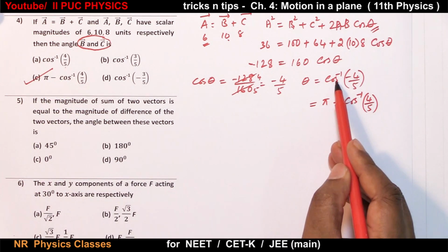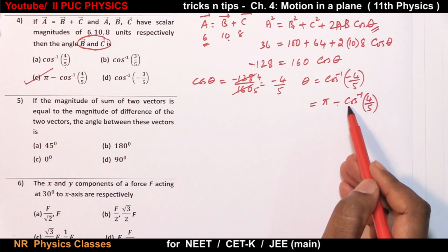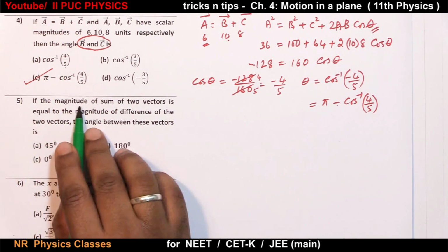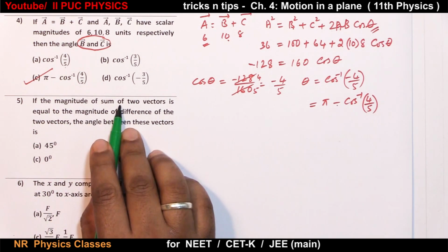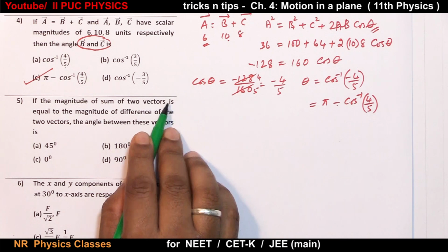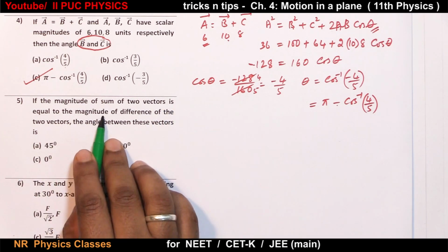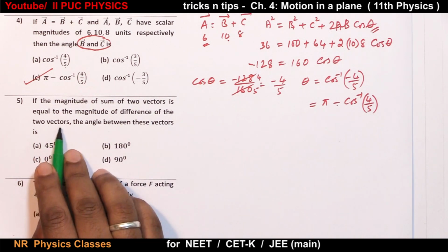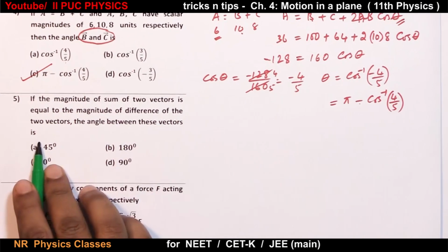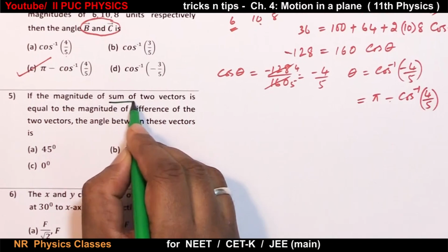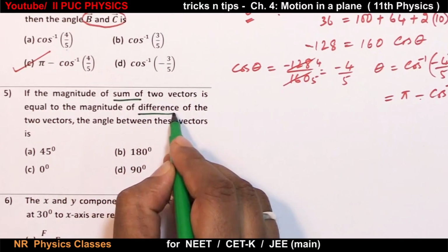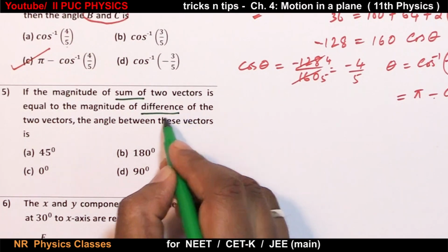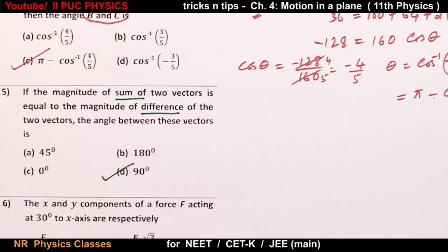This is from one of the properties of inverse trigonometric functions. If the magnitude of the sum of two vectors is equal to the magnitude of the difference of the two vectors, the angle between the vectors is? Magnitude of sum equal to magnitude of difference is a standard result: the angle should be 90 degrees.